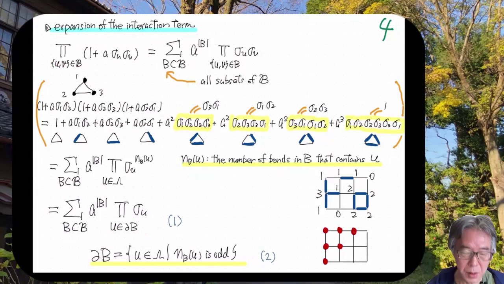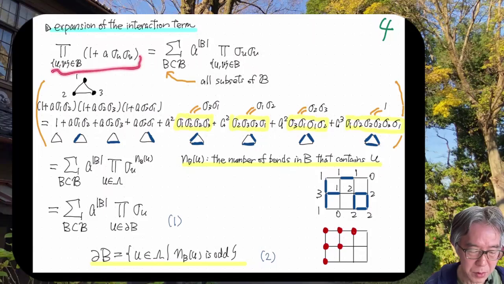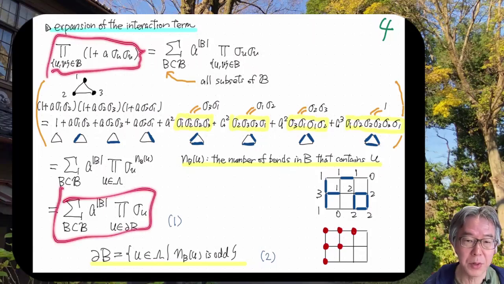And here's an example. This expression corresponds to this one. But here you see that we have sigma 2 squared, so it's the same as 1. So this corresponds to this expression. Oh, in here it's 1, because in this case all sites contain 2 bonds. So the boundary of B is empty in this case, so it only has 1. Okay, good. So now we have this expression.